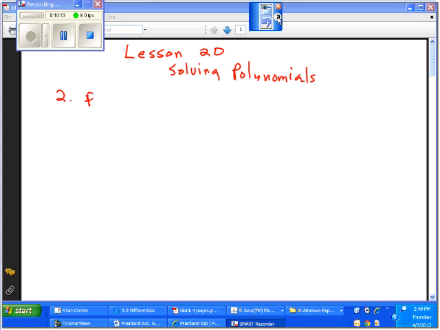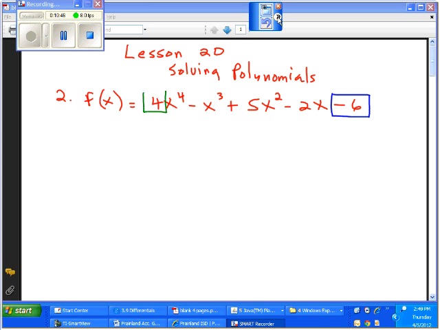Question number 2, we have a quartic. We have 4x to the 4th minus x cubed plus 5x squared minus 2x minus 6. And our final coefficient, our constant, is negative 6. And our leading coefficient is 4.